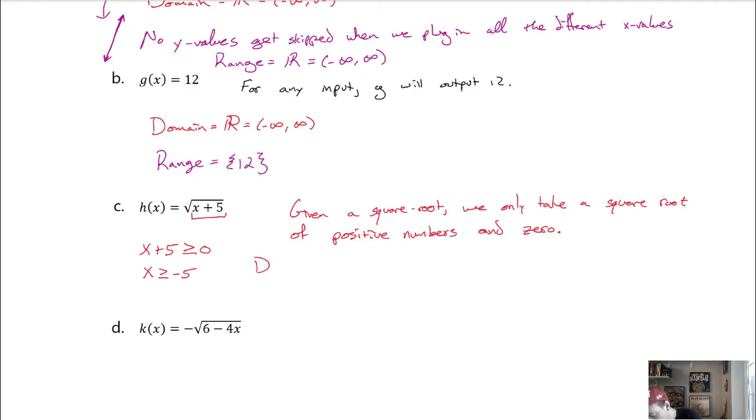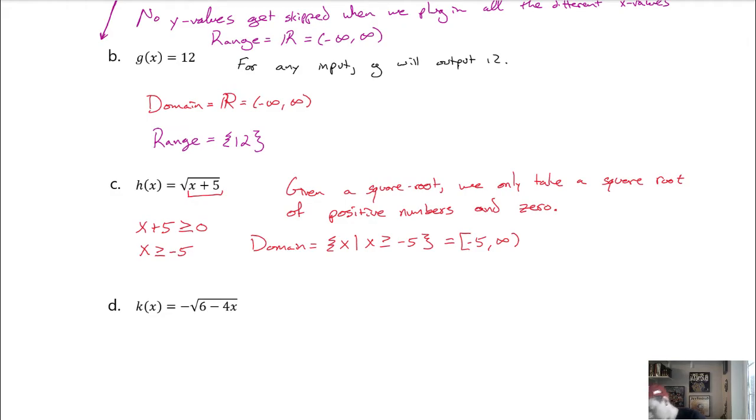And we can then write our domain equals, we can do set notation, the set of x such that x is greater than or equal to negative 5. Or we could do interval notation, all the numbers from negative 5 to infinity, including negative 5, always excluding infinity.